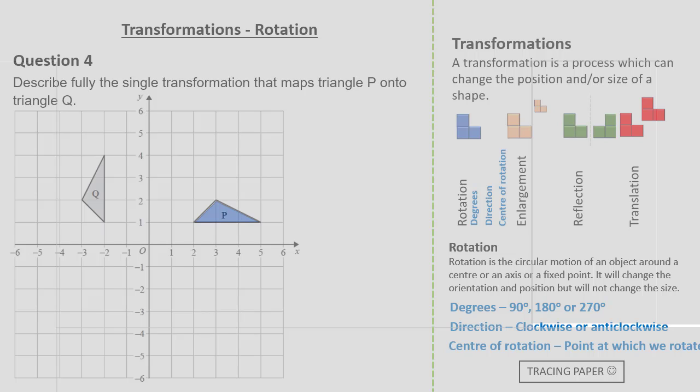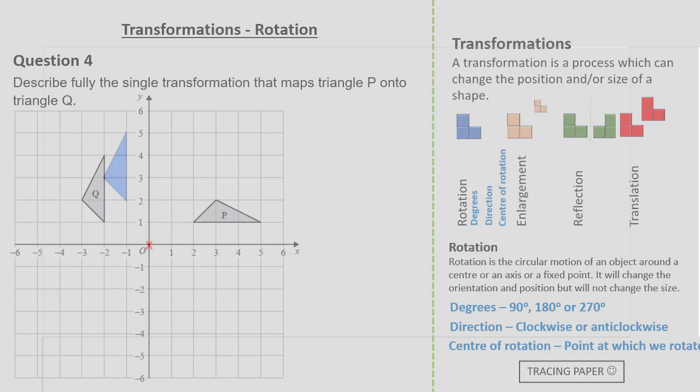Tracing triangle P to make the same orientation as triangle Q, it's clear it must be a 90-degree rotation. We can also see that it's 90 degrees anti-clockwise. So we have two pieces of information so far. So let's find the center of rotation. Using our tracing paper, let's trace shape P. And let's pick this point as our center of rotation. Now we're going to rotate 90 degrees anti-clockwise to see if it arrives at position Q.